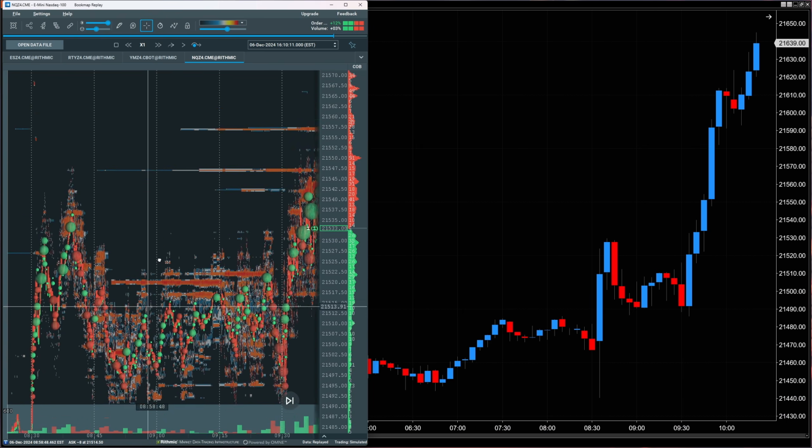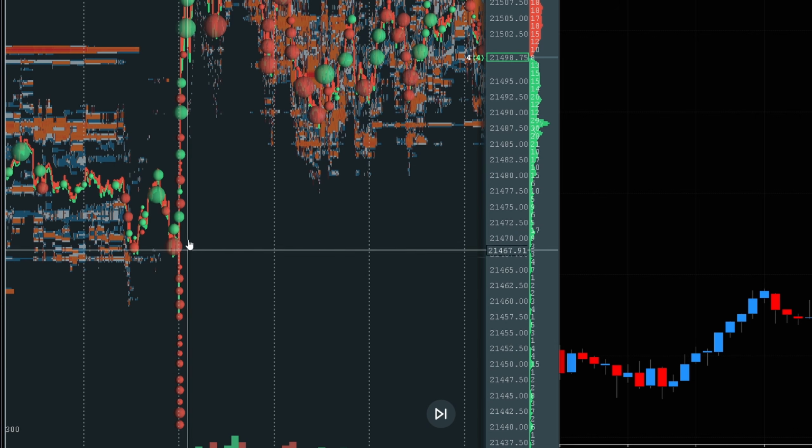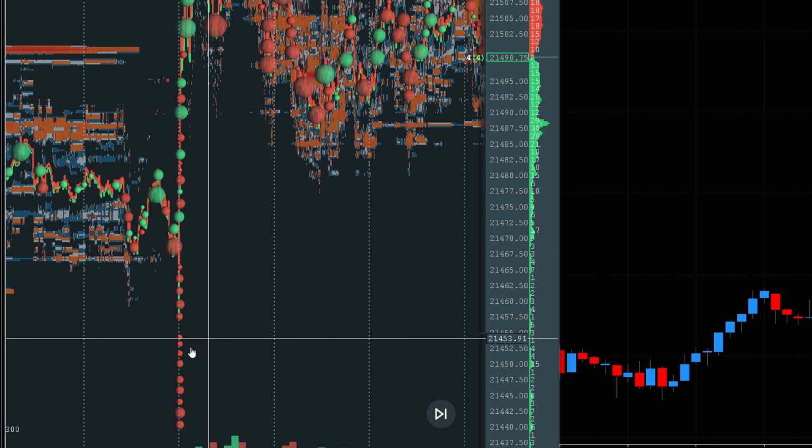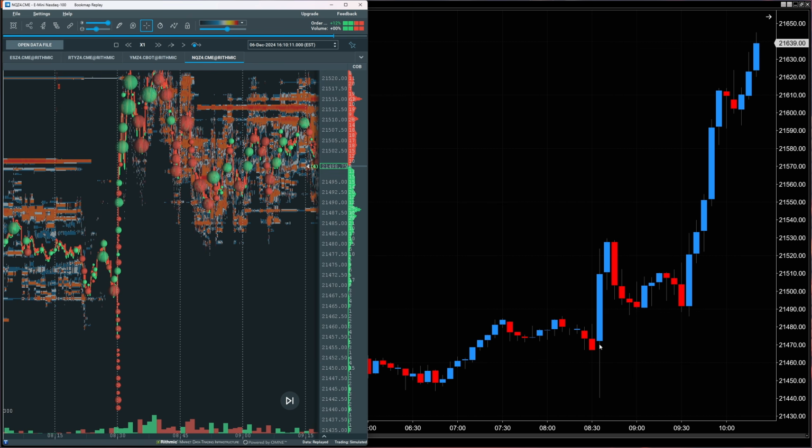Well, if we come back over and we look at this area right here, look right here, all these little bubbles going down right here basically correlate with that wick right here. Do we see any big red liquidity levels resting there? Absolutely not. Why is that? Because simply there was no liquidity there.